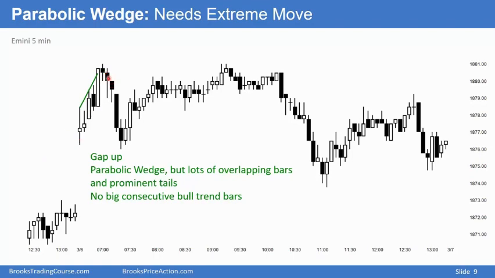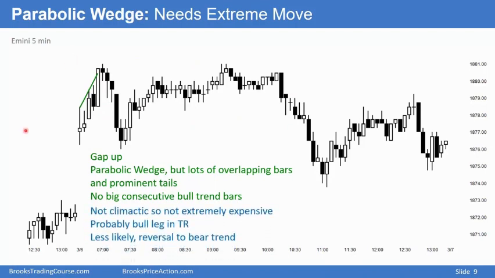Is this particularly climactic? Well, not especially. We have 2 decent bull bars here and here. That means if it's not especially climactic, the bulls may not be exhausted, and instead of reversing into a bear trend, it might be simply a reversal and then a trading range, which is what we got. Without the climactic look to it, without extreme buying, consecutive big bull trend bars closing on their highs, this is more likely going to be a bull leg in a trading range rather than a climactic end of a rally and the start of a bear trend.